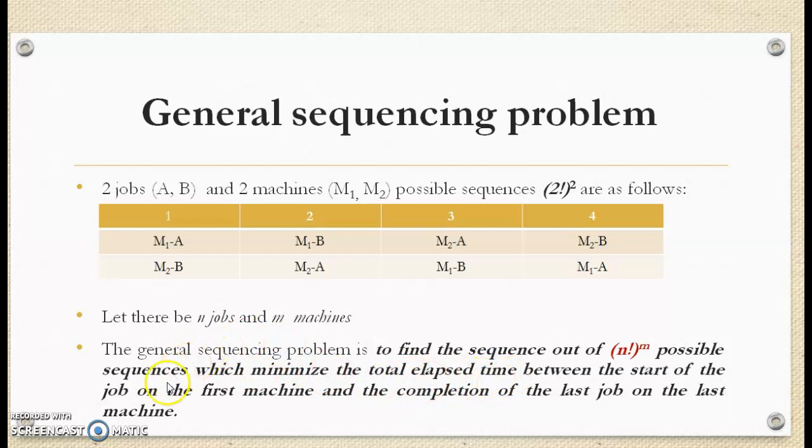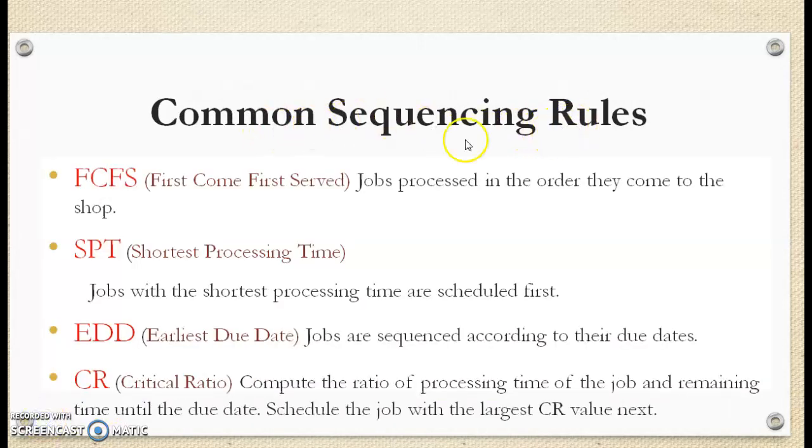Now let us see, in the next slide, common sequencing rules. Looking at these rules for sequencing of jobs, first is first come first serve, that is FCFS. The jobs are processed in the order in which they come into the system or shop. The second rule is the shortest processing time. In this case, the job with the shortest processing time is scheduled first. That means the job which has the shortest processing time is taken first, and the job which has the maximum processing time is processed last, and accordingly the jobs are arranged.